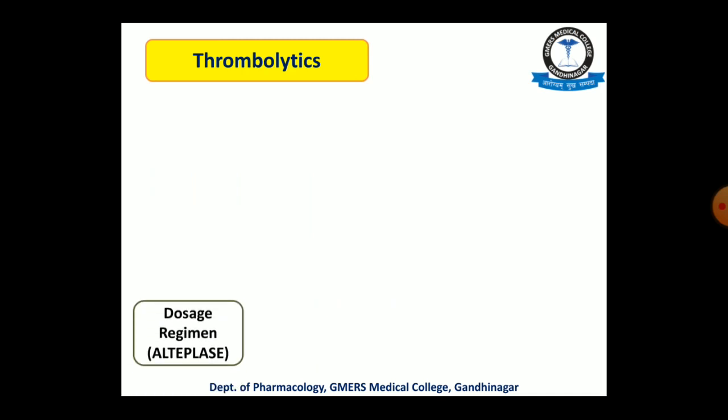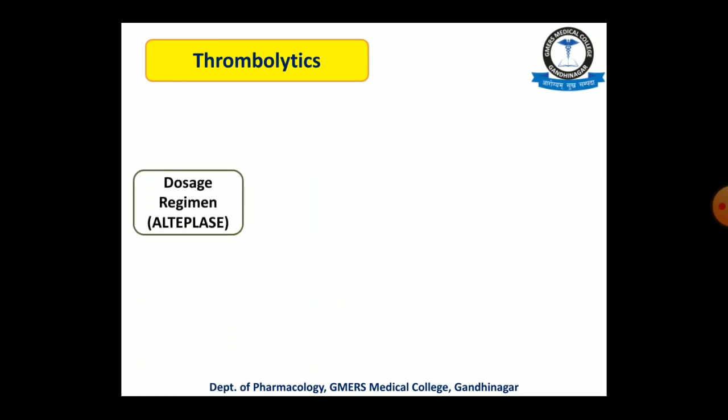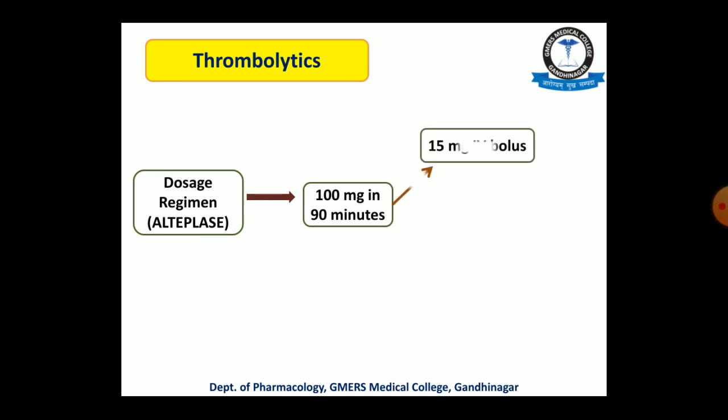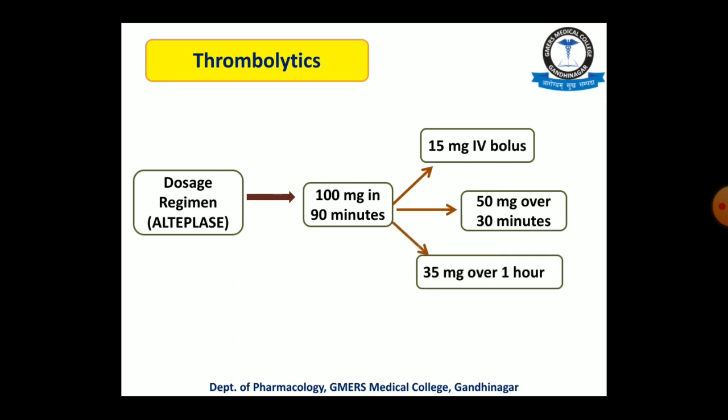Regarding the dosage, we consider the dose of alteplase. A total of 100 milligram of alteplase is given over a period of 90 minutes. Out of this, first 15 milligram is given as a bolus, followed by 50 milligram over a period of 30 minutes, and the remaining 35 milligram is given over a period of 1 hour.